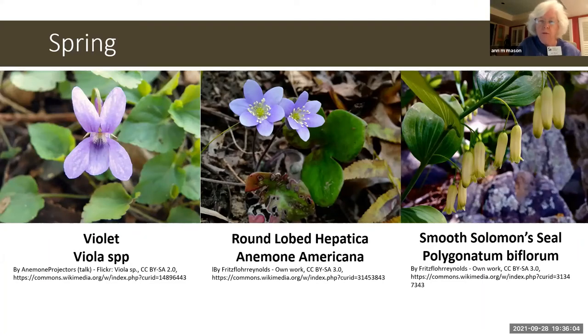My third picture on this slide is a member of the lily family. You can see it has tubular flowers that turn into blue berries when they ripen. This blooms in March through June, and it has rhizomes, but it is not a colonizing plant. So very often you're going to see singular or just small clumps of the smooth Solomon's seal.